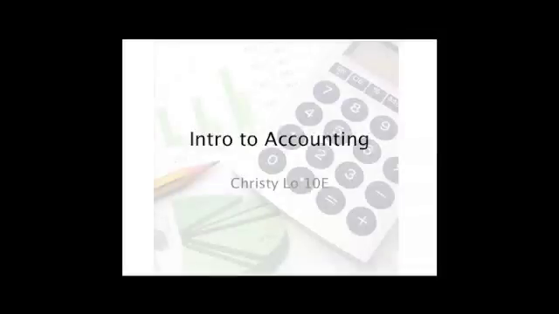In this podcast, you will learn the basics of accounting. The 5 basic accounts of accounting are assets, liabilities, equity, income, and expenses. Assets are the things that a company owns. Liabilities are the opposite of assets, which are the things that your company owes. Equity is the overall net worth.